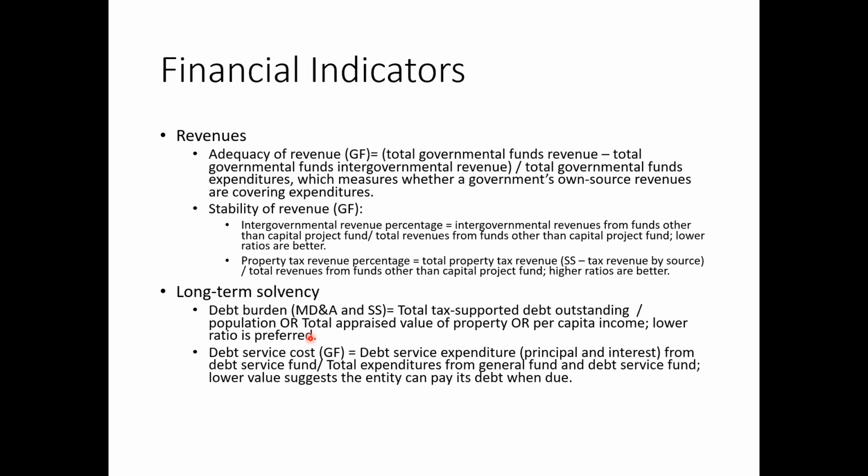And debt service costs. This can be measured from the governmental funds. The debt service expenditures, principal and interest, from the debt service fund divided by total expenditures from the general fund and debt service fund. Low ratios suggest the entity can pay its debt when due. If it's extremely high, then probably there's a risk of default.